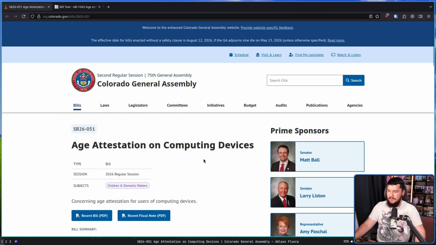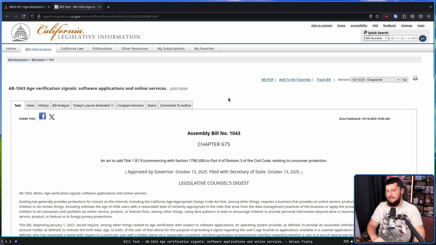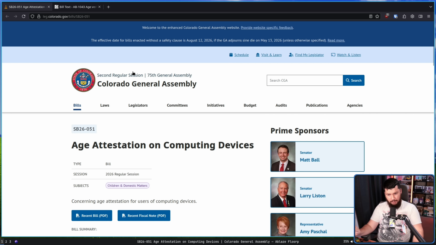As of late, there's been a lot of talk about two bills within the United States of America. From Colorado, SB 26051, Age Attestation on Computing Devices, and California Assembly Bill number 1043, Age Verification Signals, Software Applications, and Online Services. It is worth noting that this one has been passed into law and will go into effect on January 1st, 2027. The Colorado bill is still up for debate and has not yet passed. Likely will, but just keep that in mind.